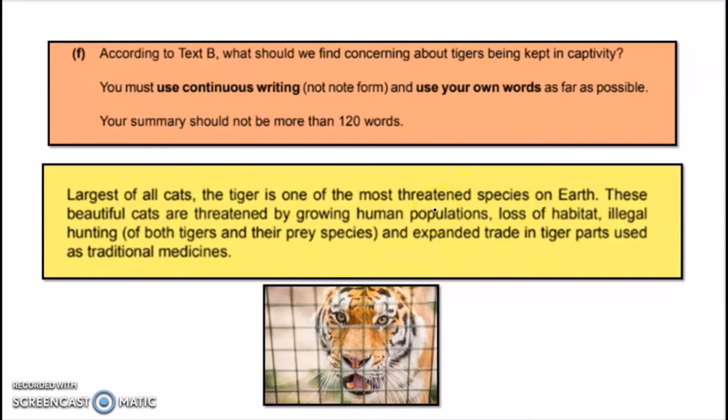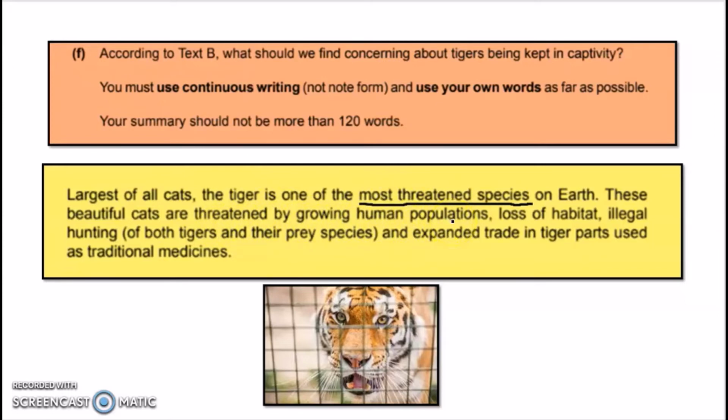The main point here is they're the most threatened species. Threatened means that they are at risk, they are in danger, they're not safe. So these beautiful cats are threatened by whom? They are threatened by growing human populations. These are several things explaining the same idea. It is not a different idea. They are threatened by growing human population.